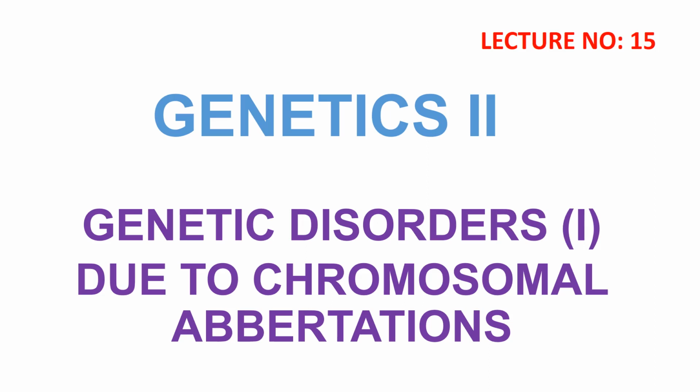In this lecture, we are going to discuss genetic disorders that are due to chromosomal aberrations or chromosomal mutations. We have discussed that there are two types of mutation: one is the gene mutation and the second is the chromosomal aberration, or chromosomal mutations, or chromosomal abnormalities. Both types of mutation lead towards different types of genetic disorders. In this lecture, we will focus on the disorders that are due to the chromosomal aberration.